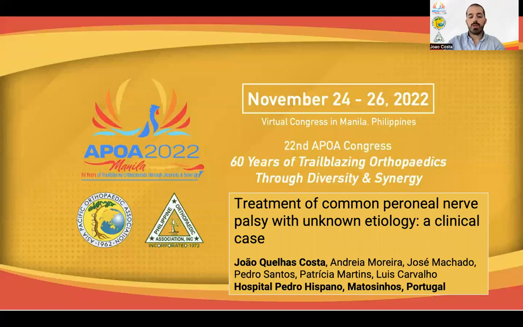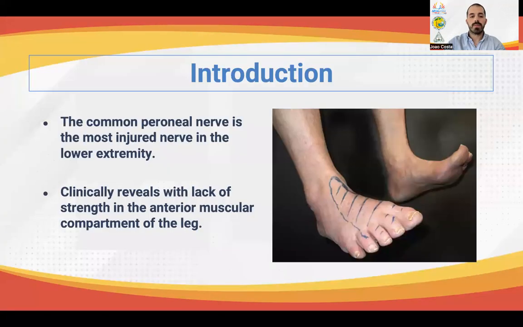Hello, my name is João Quelhas from Portugal, and I'm presenting treatment of common peroneal nerve palsy with unknown etiology, a clinical case. The common peroneal nerve is the most injured nerve in the lower extremity.